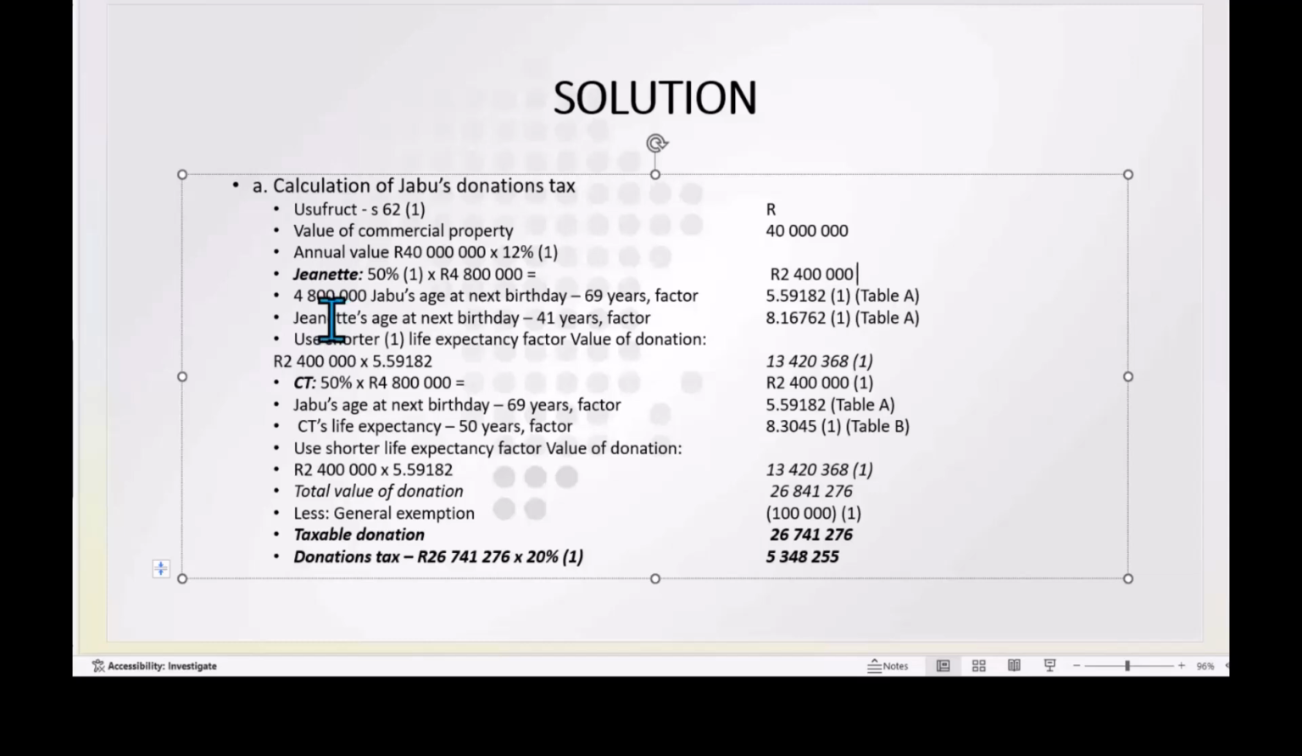Then we need to determine which one is the shorter period. Is it going to be Jabu's life or is it going to be Janet's life? So we've decided that Jabu's life expectancy is the shorter one. So we would use Jabu's life expectancy and we would use his factor, being the 5.59182. And then we would take that and capitalize our annual value with that. And that would give us the 13,420,368 rand, right?